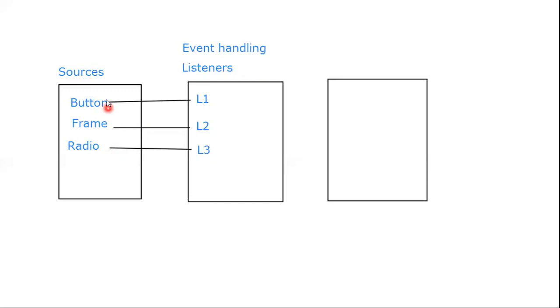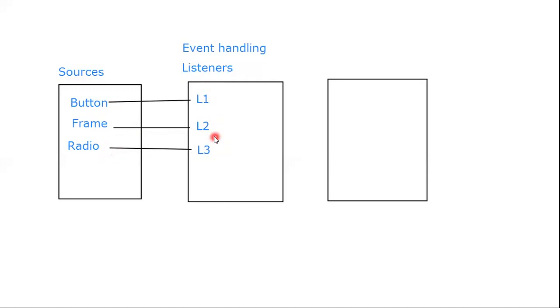But it is not necessary to create multiple listeners. You can create only one listener, and that listener can accept events of multiple sources. Button, frame, and radio button can all be registered with only one listener. So this is only for demo purposes. I created multiple listeners for clear understanding: L1 for the button, L2 for the frame, L3 for the radio button.